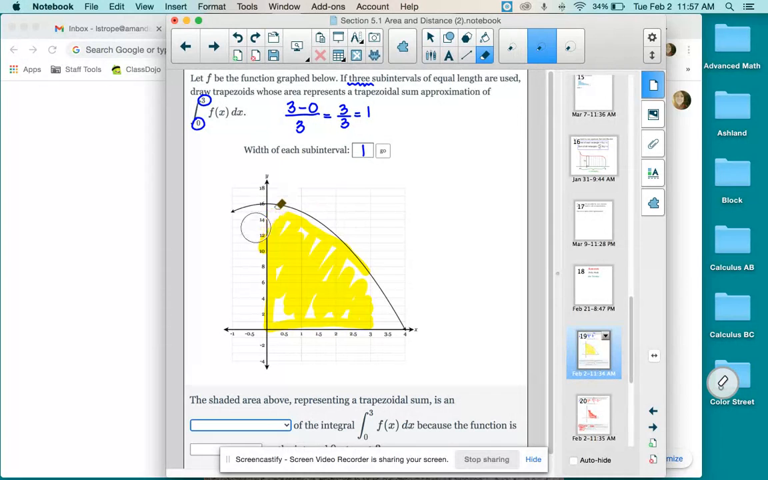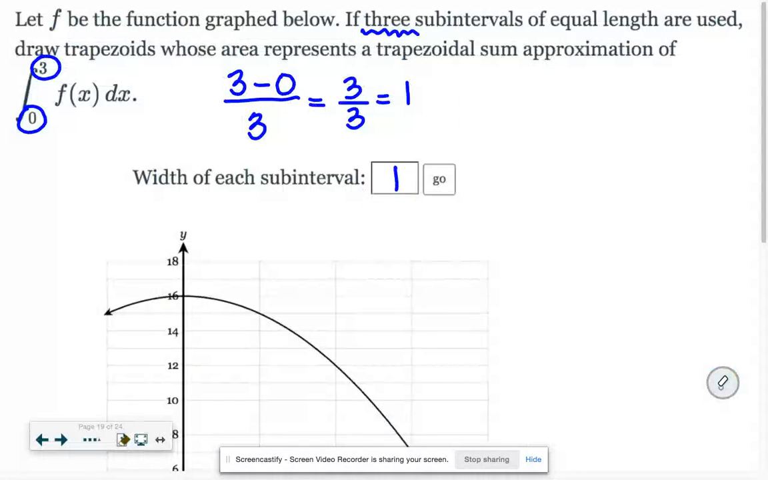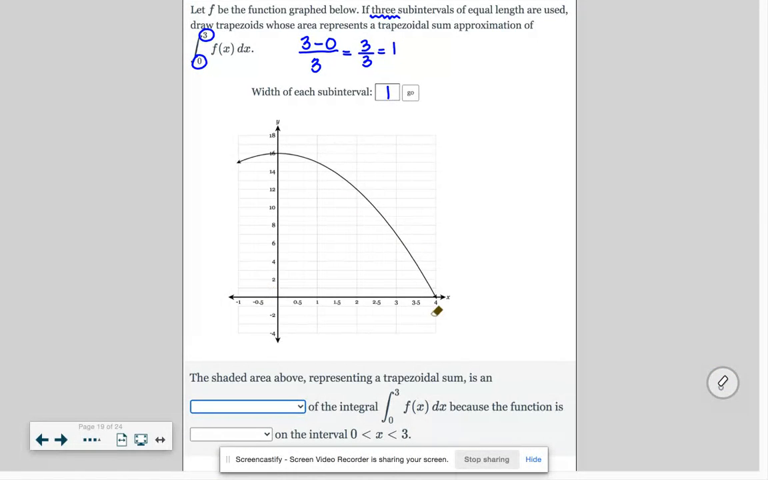Now, like I said, when you do these examples, you're going to type in the subinterval and then hit go, and it's going to draw you the shapes. This time it's asking for a trapezoidal sum. So you would be drawing trapezoids, which is kind of funky, but I would maybe say mark your width. So we said the width is 1 unit, and we're not going beyond 3. And you're going to draw a trapezoid, which is a little different.